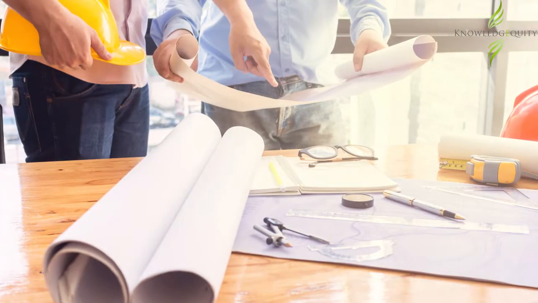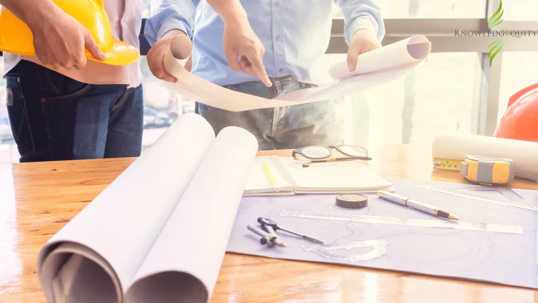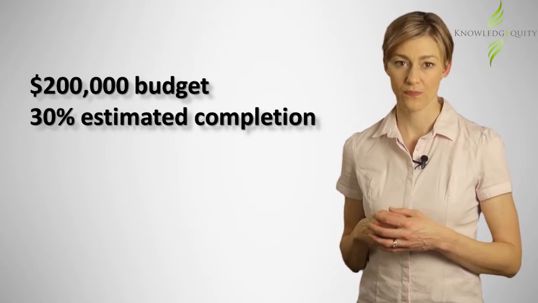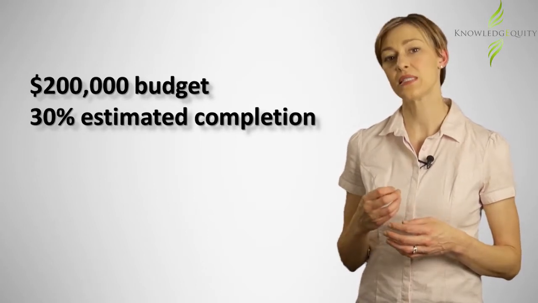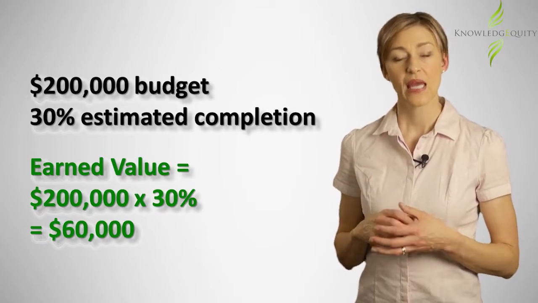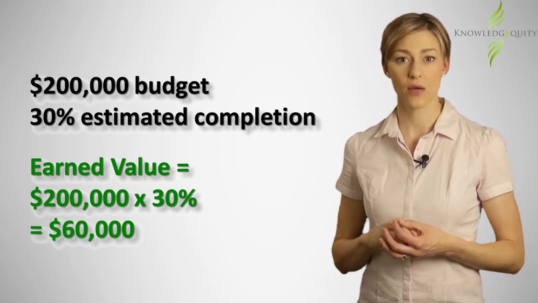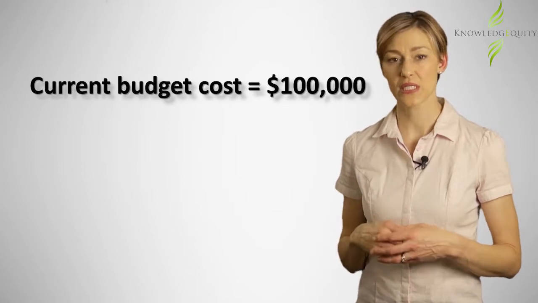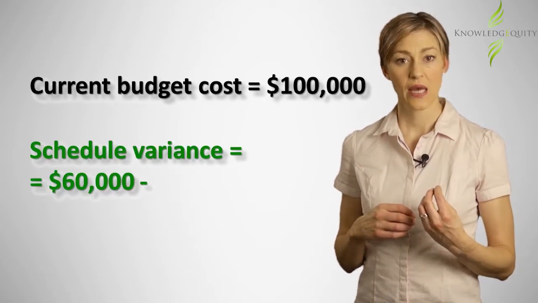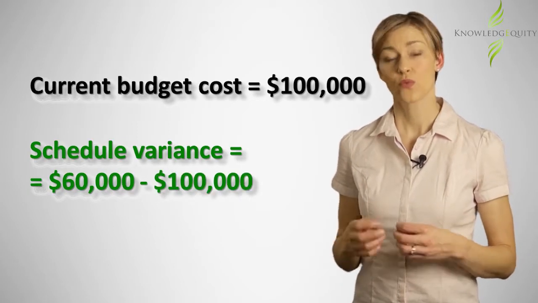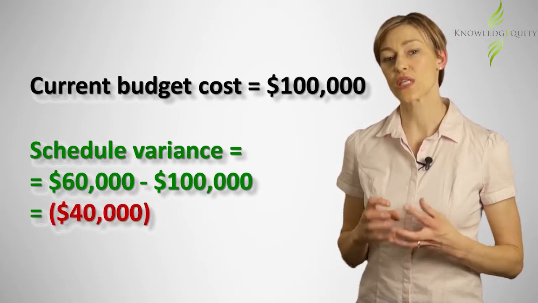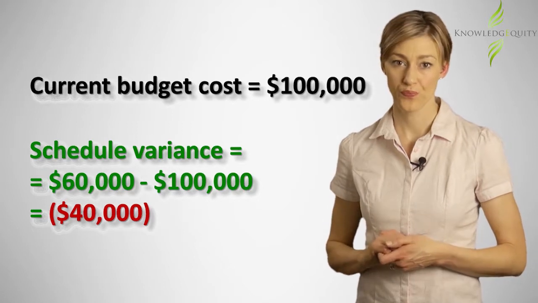Consider a project with total budgeted costs of $200,000 and an estimated percentage complete of 30%. Its earned value is $60,000. If the budget cost at the current time is $100,000, we can calculate the schedule variance as $60,000 less $100,000, which equals negative $40,000. This shows that the project is behind schedule.